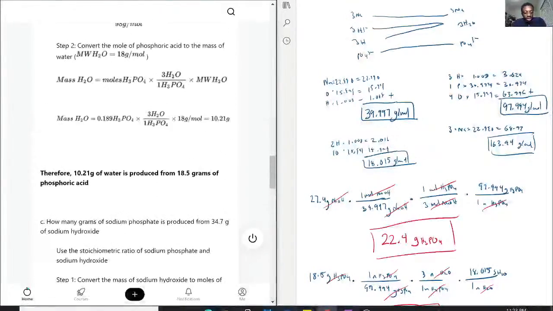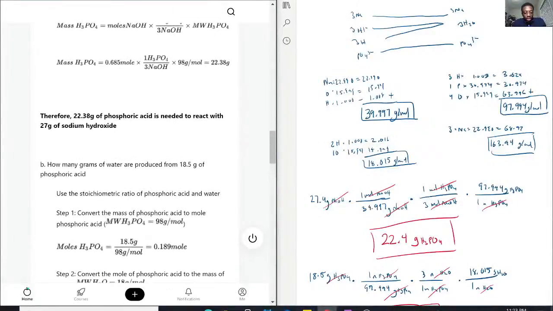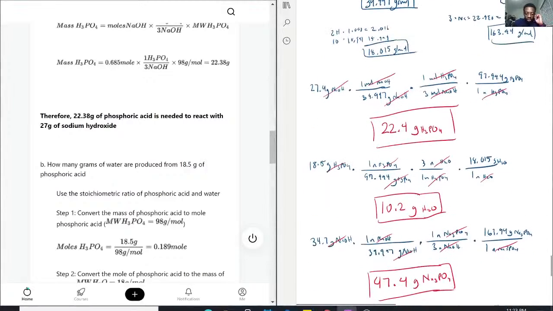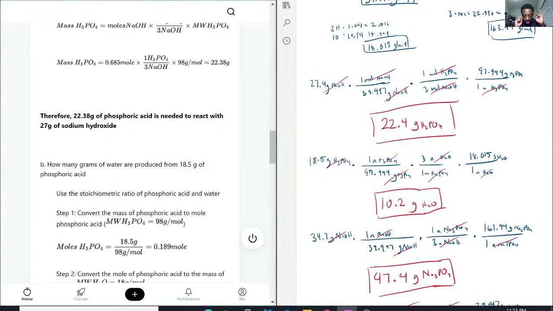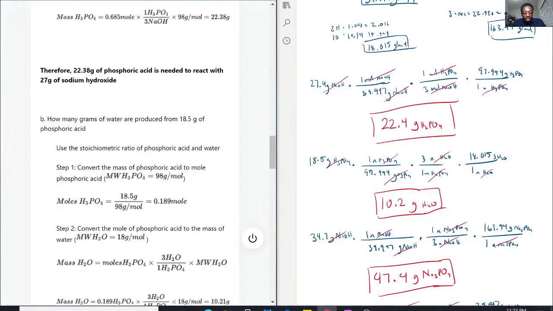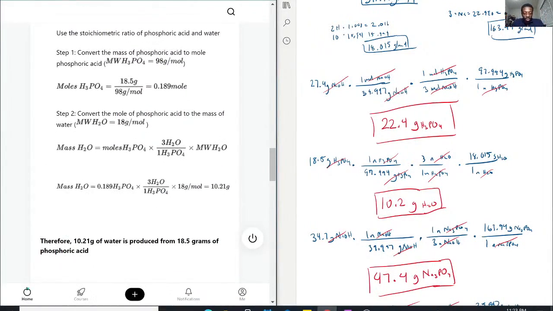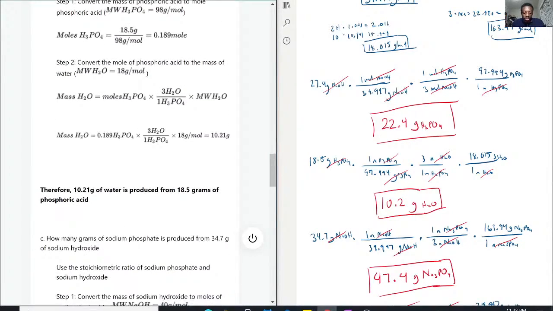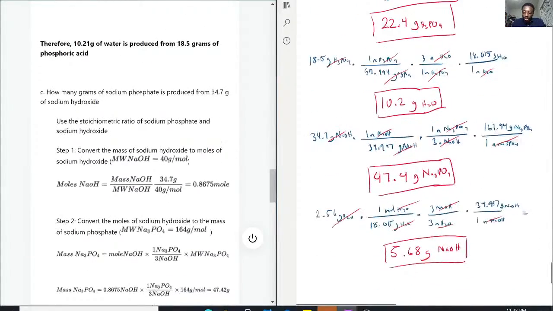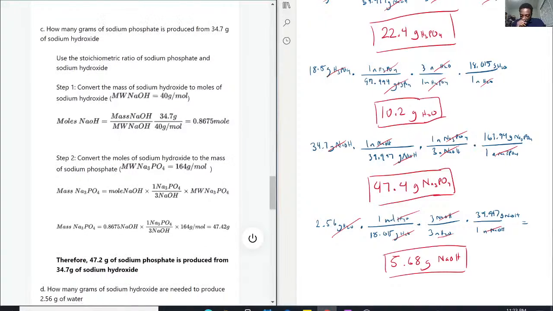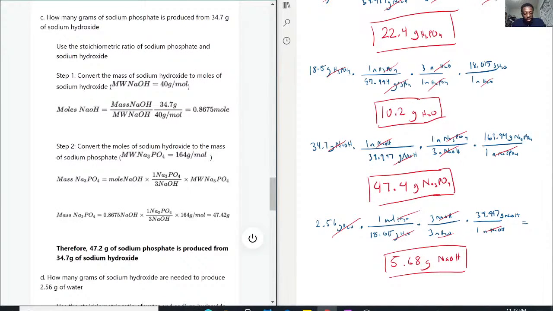But yes, so where is it? 22.38, 22.4, same thing. Perfect. That one makes sense. The steps we took were correct. And the same thing exactly. They're still converting again for the water. They got 10.21, which makes sense for our 10.2. So far, we're on a roll. In this case, they got 47.2, but I got 47.4.